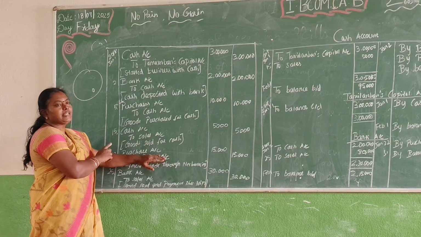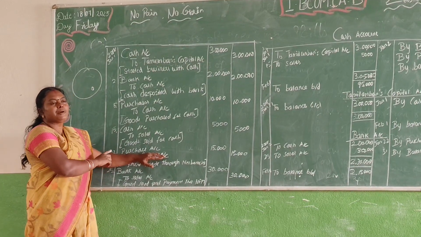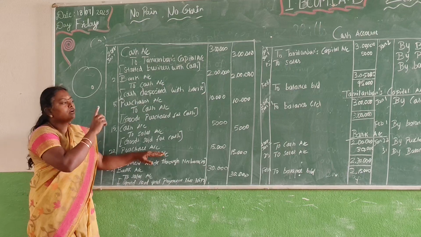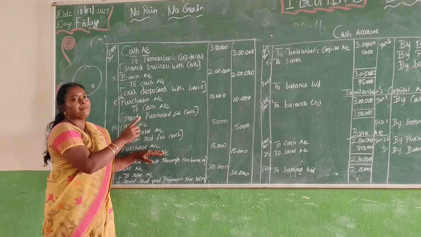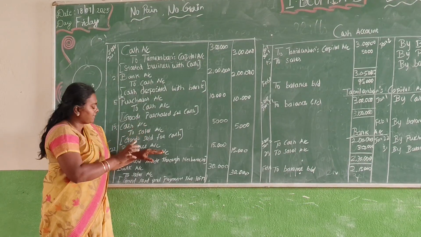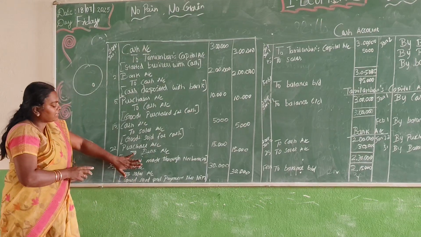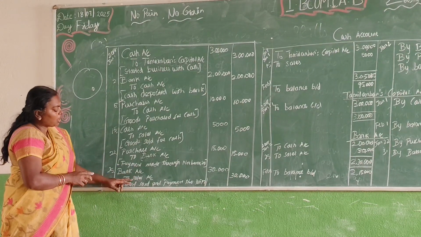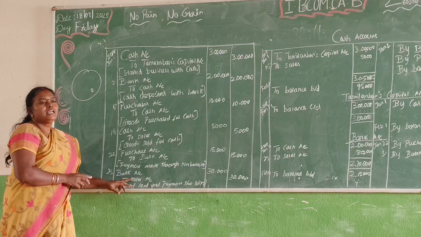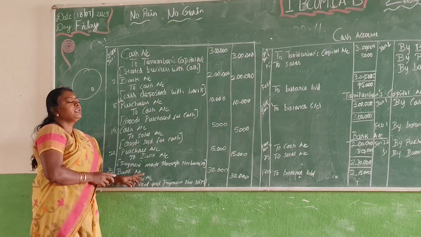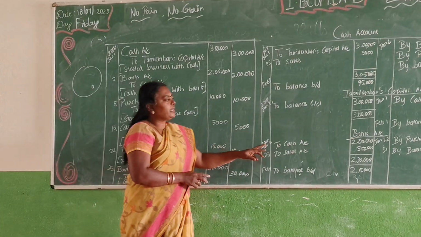In the opposite side, it is a purchase account. So purchase account is in the debit side. So you have to post the purchase account in the credit side in the ledger. Again, bank account, it is in the debit side. You close it up. In the opposite side, sales is there. Sales in credit side. So in the ledger, you have to post in the debit side.